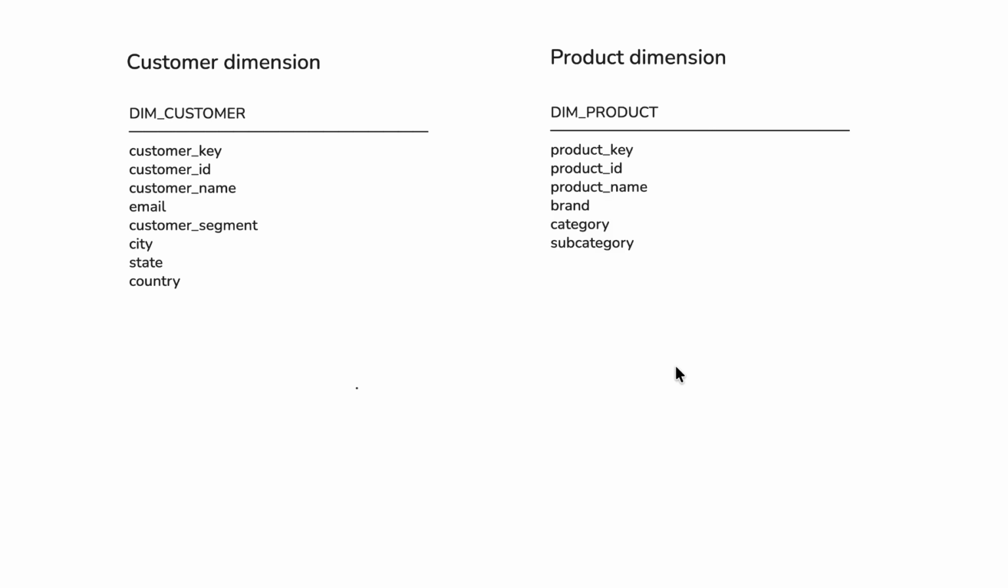The next dimension is product. Product answers the what. Again, we have a warehouse generated product key and retain the original product ID.